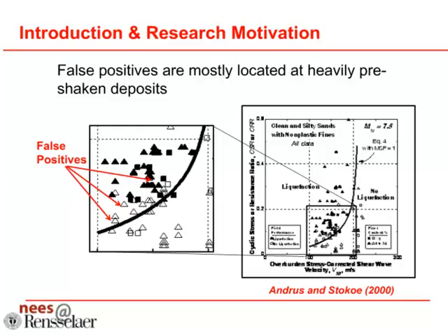The problem with these false positives is that they give some uncertainty to the location of this line. And historically, researchers and practitioners have tried to look at whether this line needs to be shifted and so on.